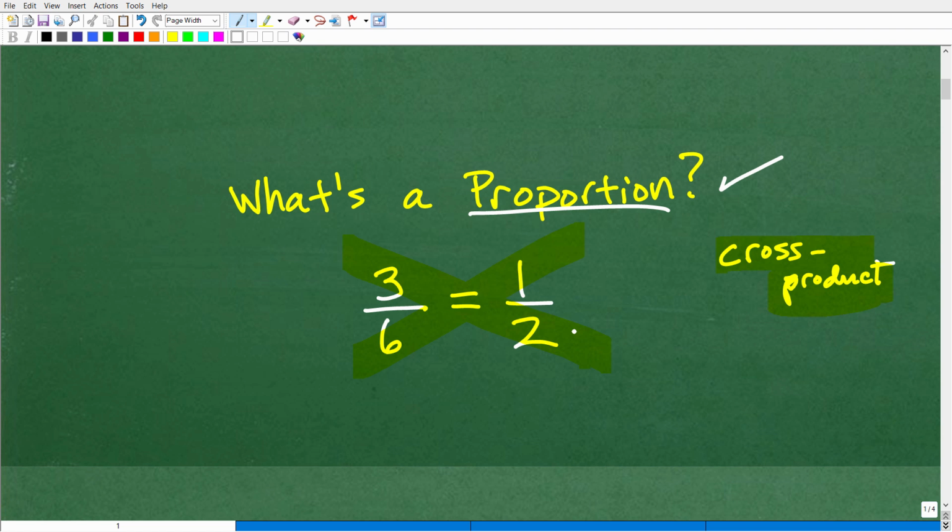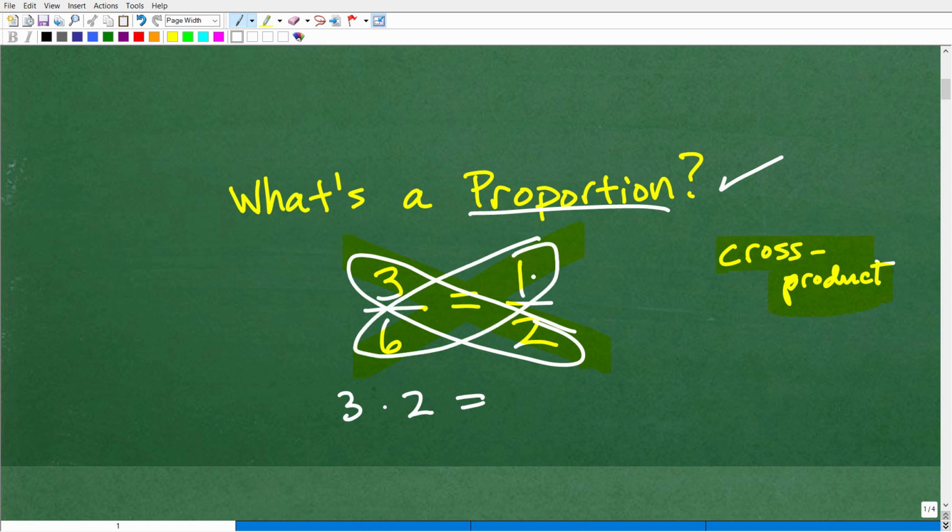So let's take a look at this. 3 times 2, if I write that right here, that's going to be equal to 6 times 1. Okay, and when you have a valid proportion, i.e.